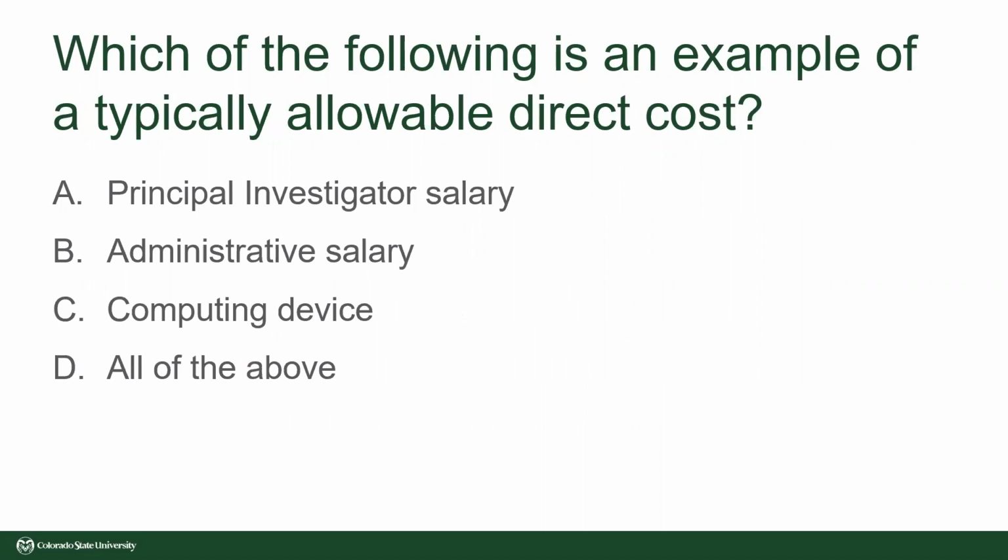Which of the following is an example of a typically allowable direct cost? The PI salary, administrative salary, computing device, or all of the above? Okay, so A, I see lots of A's, right? So administrative salaries, we typically capture as indirect costs, though we can have a justification for including them as a direct cost. And we also talked about computing devices, how they have to be integral to the work being done.